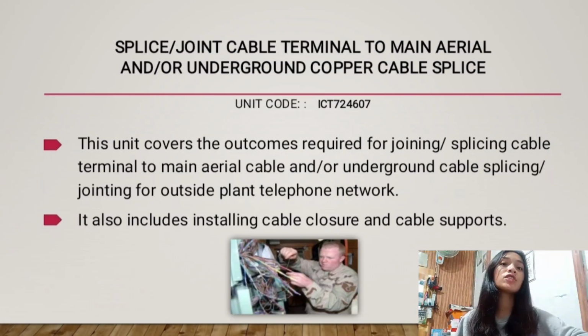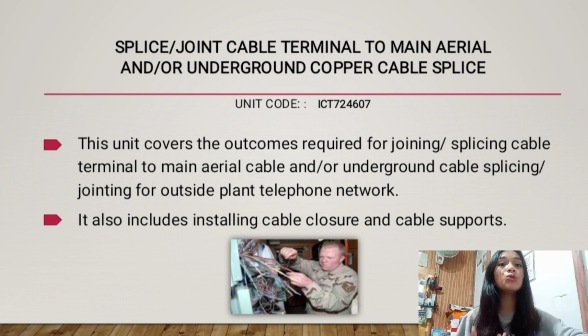Back to our topic, which is about splitting or jointing cable terminal to main aerial and/or underground copper cable splices. The unit code is ICT 724607. This unit covers the outcomes required for joining or splitting cable terminal to main aerial cable and/or underground cable splicing or jointing for outside plant telephone network and cable supports.